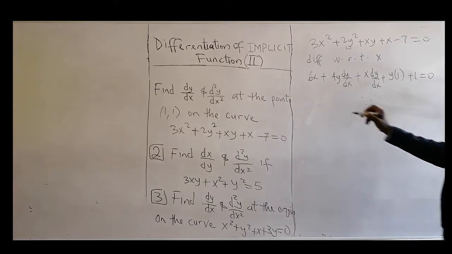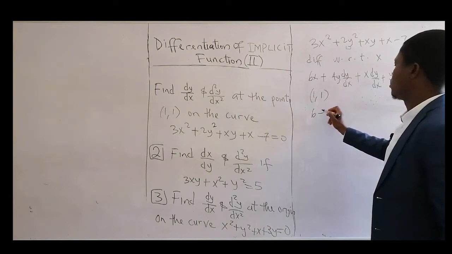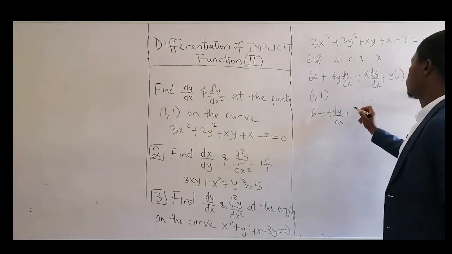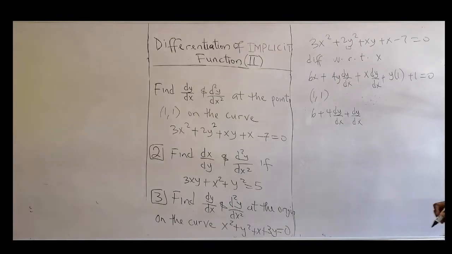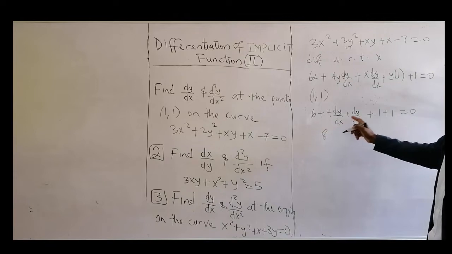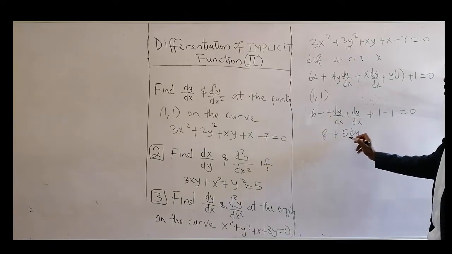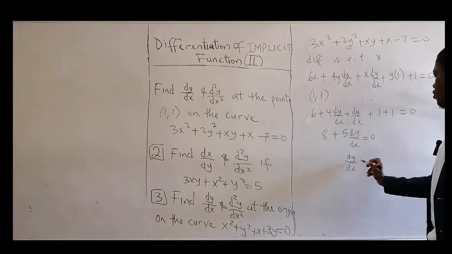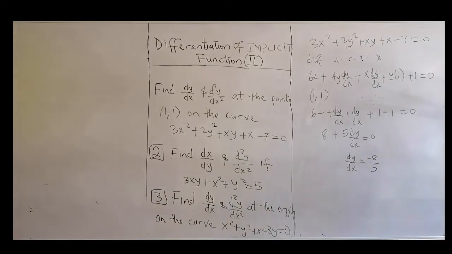Okay, at the point 1 comma 1, we have 6 here plus 4 dy dx plus dy dx, then plus 1 here plus 1 here equal to 0. So 6 plus 1 plus 1, that's 8. 4 dy dx plus dy dx, that's 5 dy dx, plus 8 equal to 0. You can move this one to the other side, and you have dy dx equal to minus 8 over 5. So that's that. This one we differentiated here with respect to x. Let's call it equation star. We're still going to use it shortly.